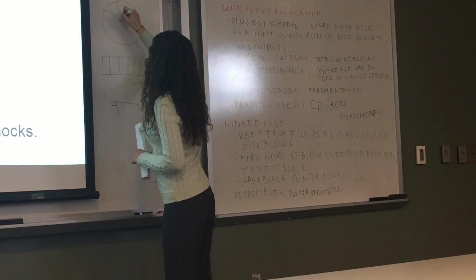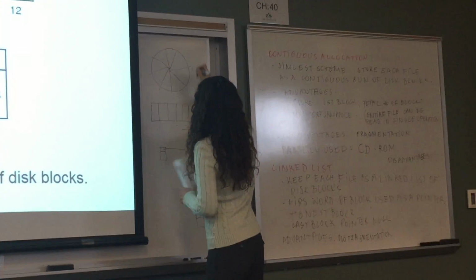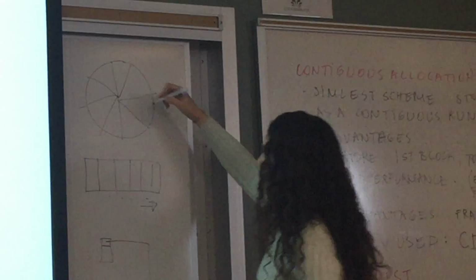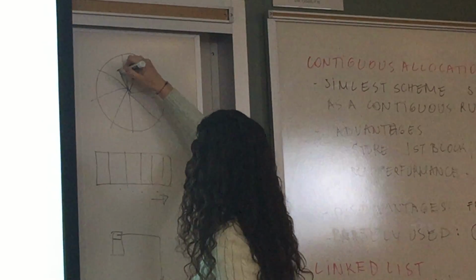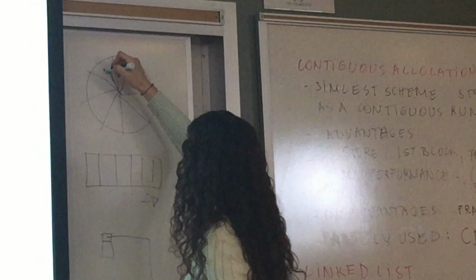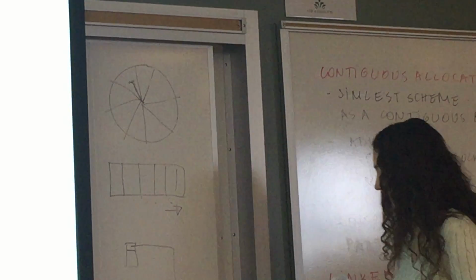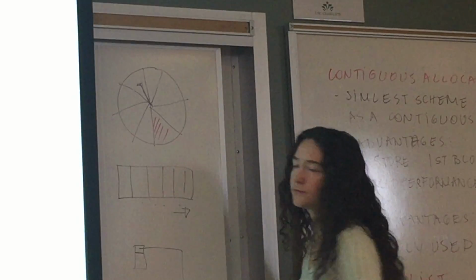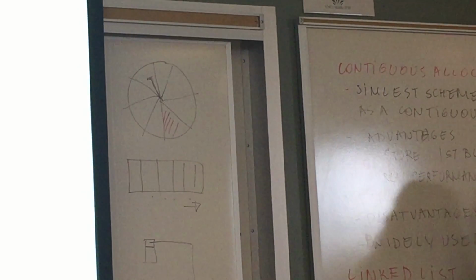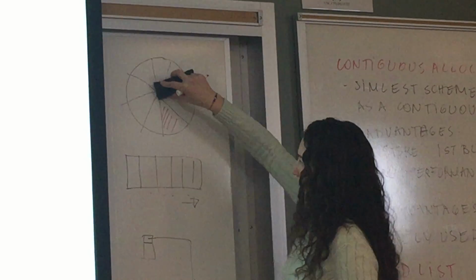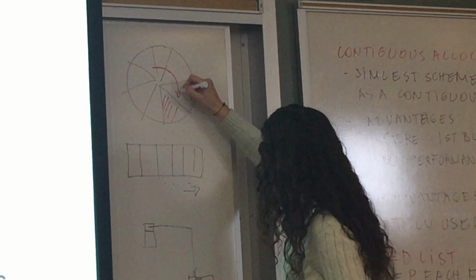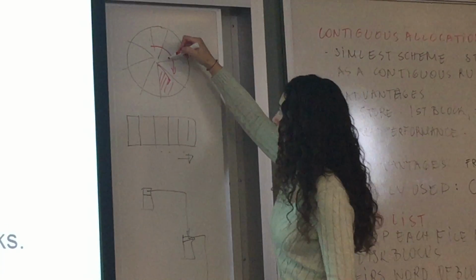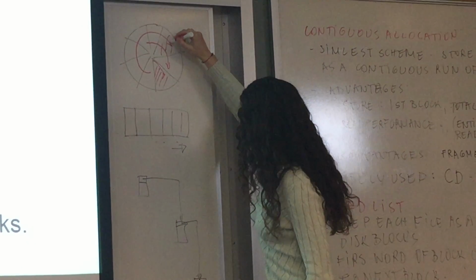And let's say the disk is divided like that. And the disk arm is here. And it's reading a block from here. And then the second block is over here. So it has to move to get that. Then the next block is over here. So it has to move to get that.